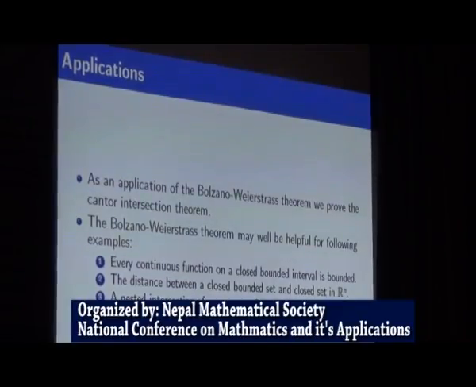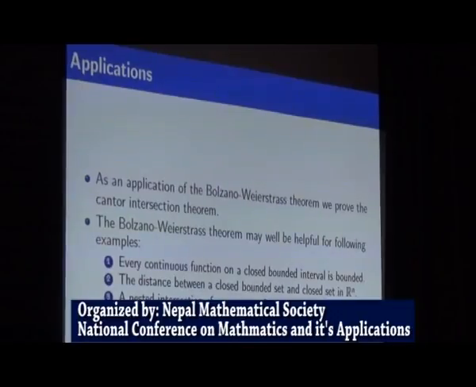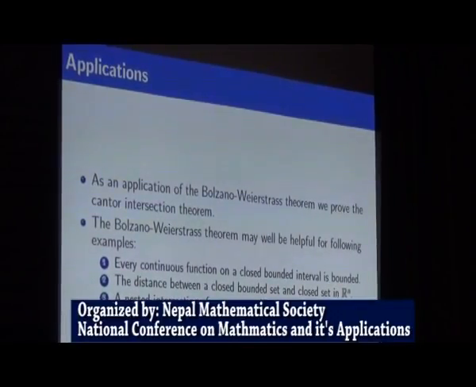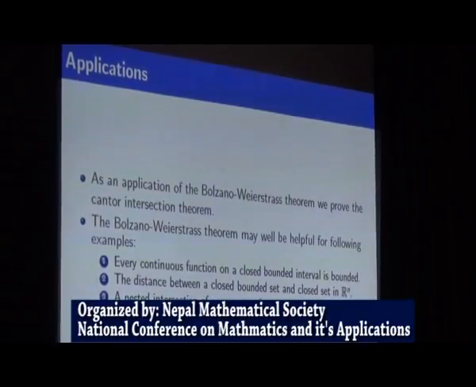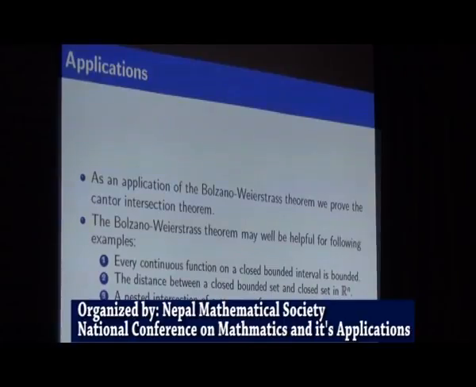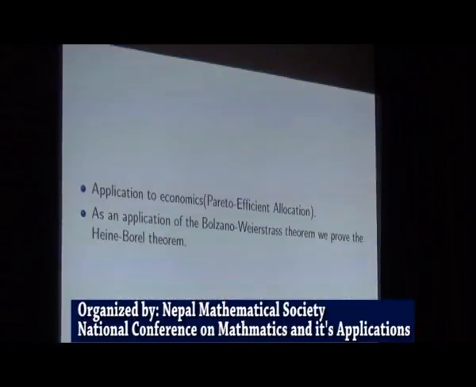Every continuous function on a closed bounded interval is bounded. It is proved by using the Bolzano-Weierstrass theorem. Then we find the distance between a closed bounded set and a closed set in R^n. Similarly, a nested intersection of a sequence of non-empty closed bounded subsets of R^n is non-empty.